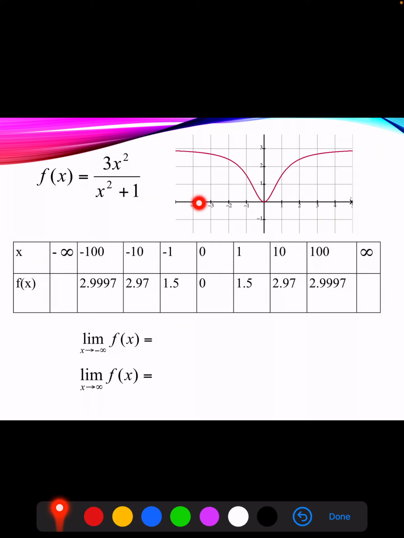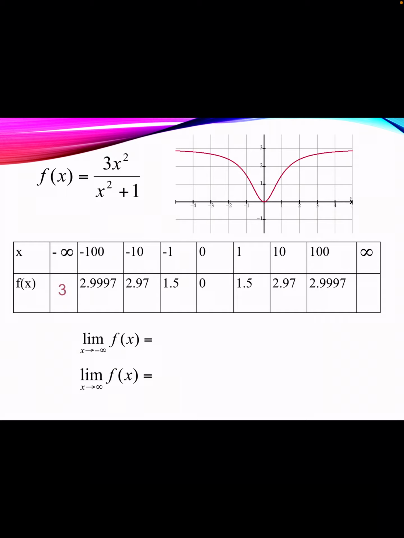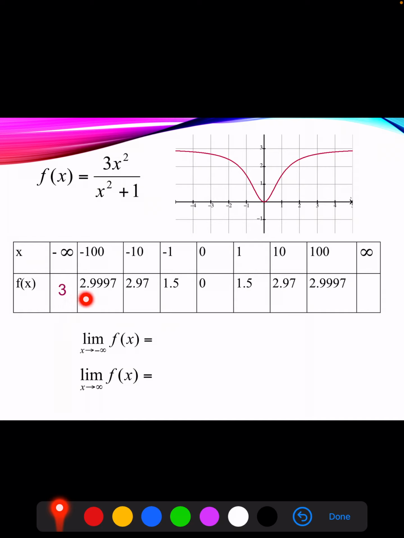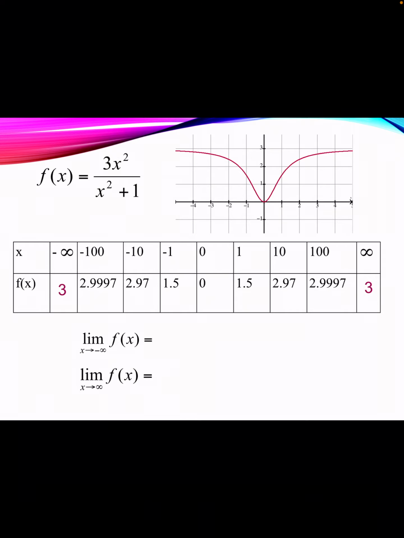As x is going to negative infinity in this direction, the y values are increasing and then they start to flatten out. So we can see on our table, let me start at 0 and then go to the left, right? X is getting infinitely smaller, smaller, smaller, and I can see from these y values they're getting closer and closer and closer to 3. Same thing to the right, getting closer and closer and closer to 3.